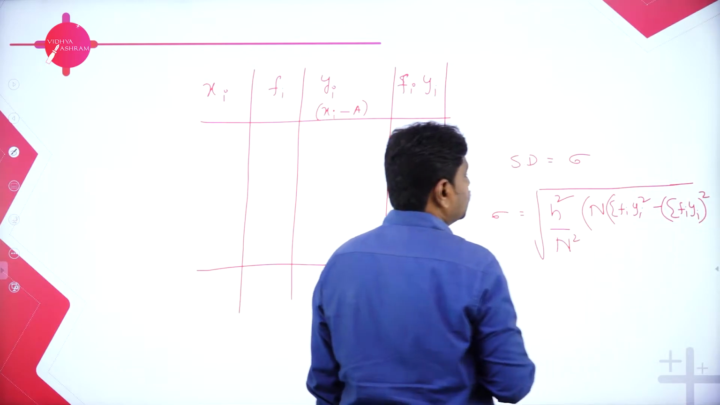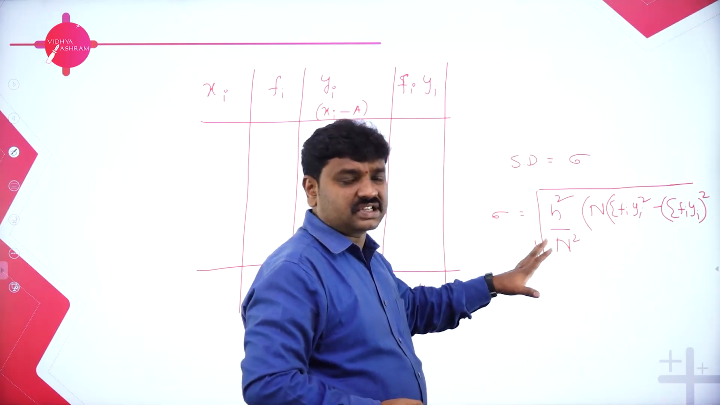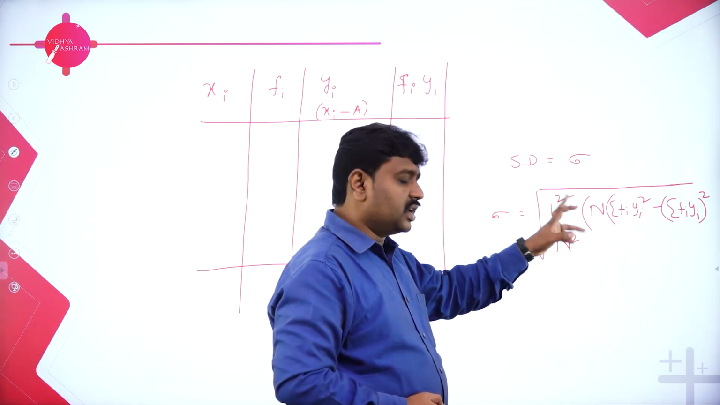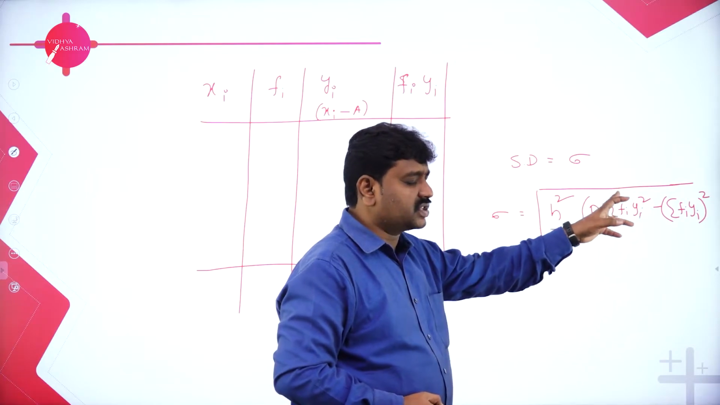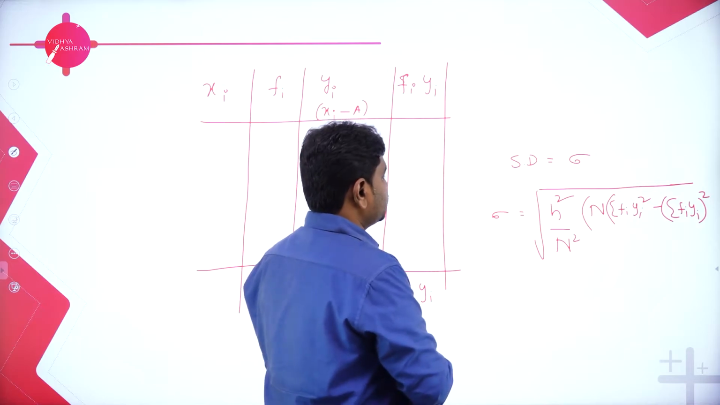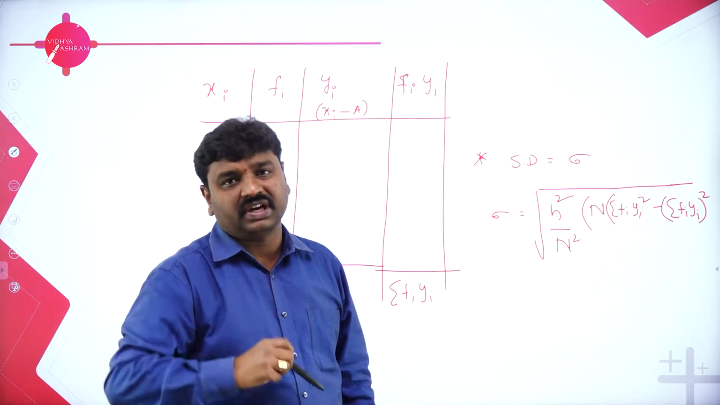Dear students, if you remove this square root it will become variance. That's why let the square root be as it is. What is standard deviation? h square by n square into n into, in the bracket, sigma fi yi square minus sigma fi yi the whole square. So this is the formula for standard deviation. We should use this formula of standard deviation.